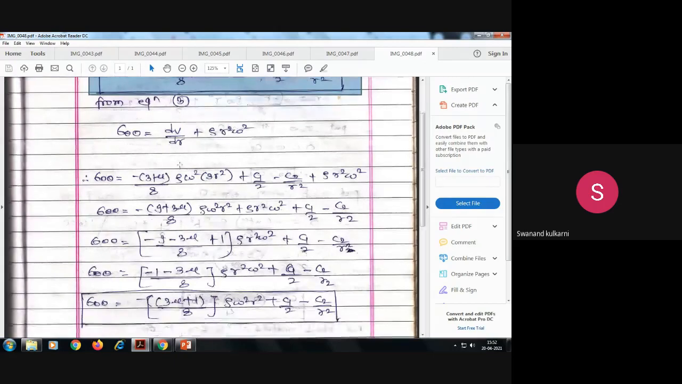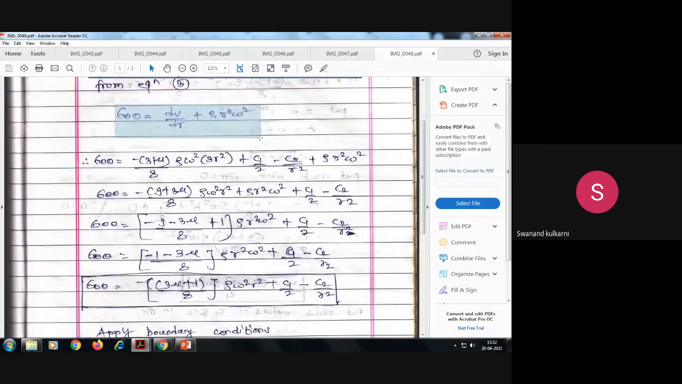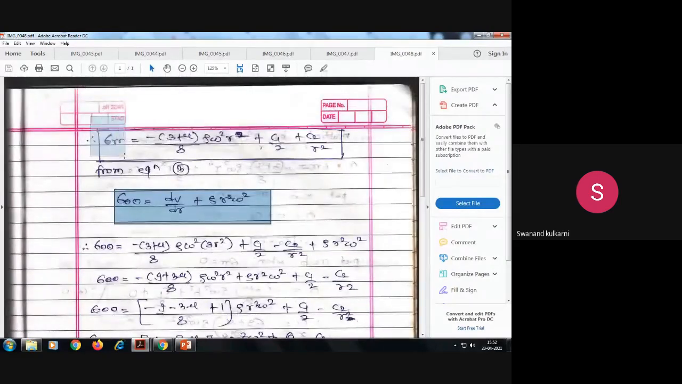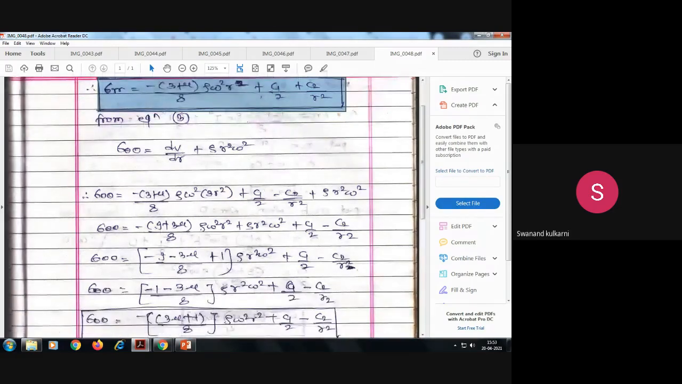Now already we have seen that sigma theta theta is equal to dv by dr plus rho r square omega square. So whatever the equation we got here, sigma rr, that is nothing but the stress, which is considered to be the radial stress in rotating discs. What is the stress in a rotating disc? The stress in a rotating disc is sigma rr, which is nothing but (minus (3 plus mu) upon 8) rho omega square r square plus C1 upon 2 plus C2 upon r square.